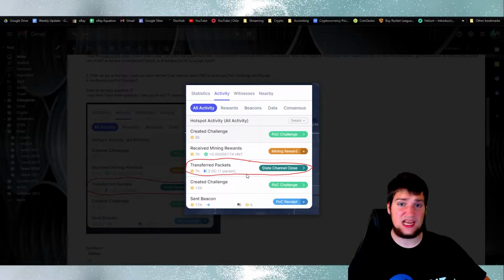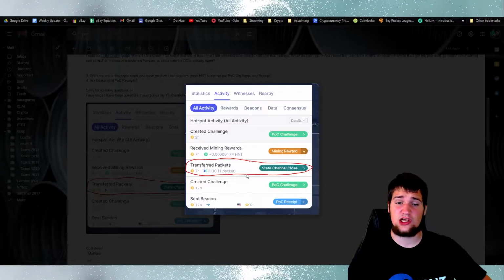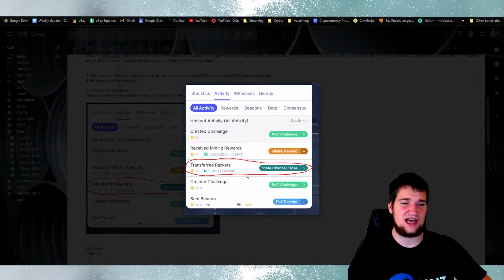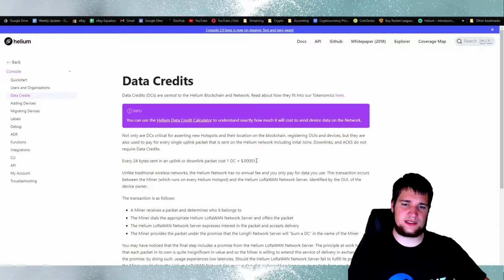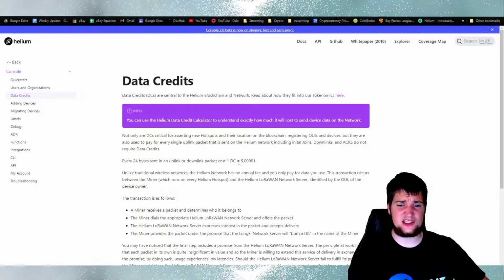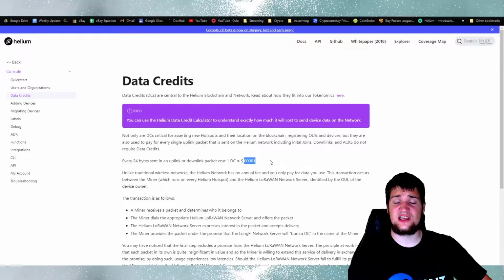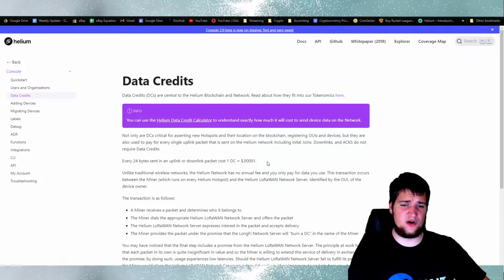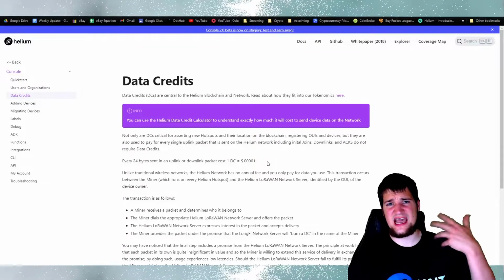We can go ahead and actually convert that to US dollars and know how much HNT we got at that time. So let's go here, and you can see that one data credit is worth less than 1 cent, and I got two data credits, which means I got less than 2 cents. So let's go ahead and see what a data credit actually is.